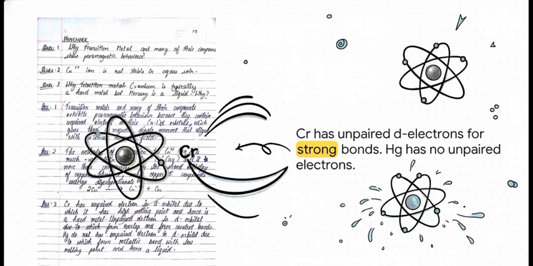Chromium has a bunch of unpaired d electrons that form a really strong glue. Mercury, on the other hand, has 0 unpaired d electrons. That makes its glue incredibly weak, and the bonds are so easy to break that it's a liquid.